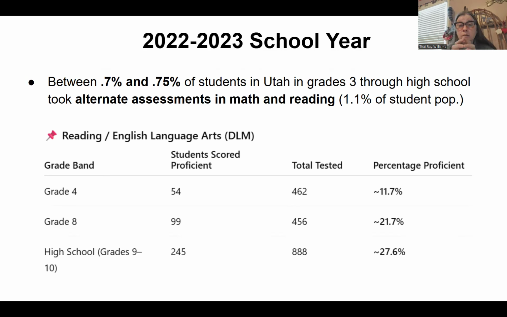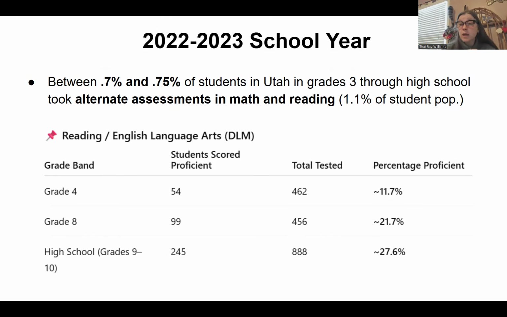Only 11.7% of our students with complex support needs, who are students who take the alternate assessment, are proficient. In eighth grade, it is 21.7%. You can see the numbers there in front of you. In high school, it's 27.6%. So what you can see is that in reading, students' reading skills increased over time, right? From almost 12 to almost 22 to almost 28.